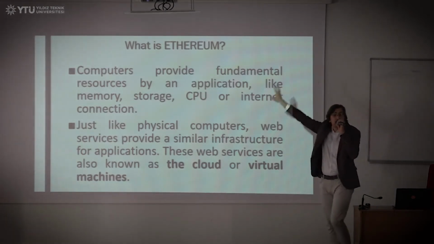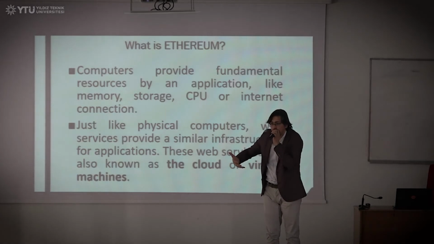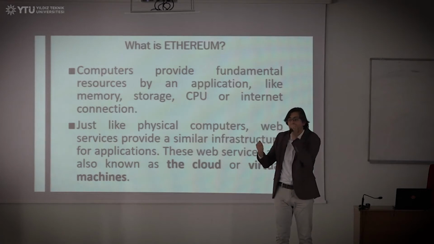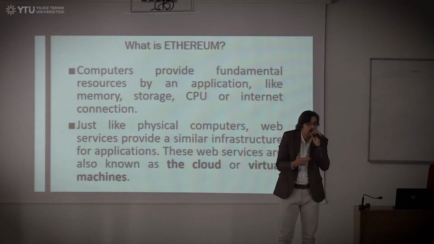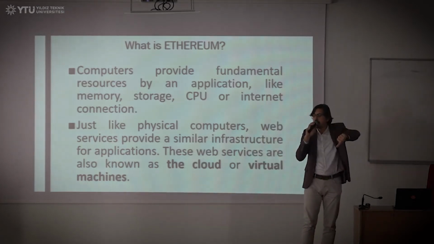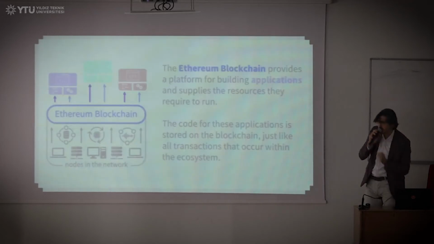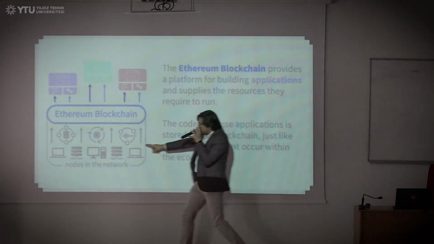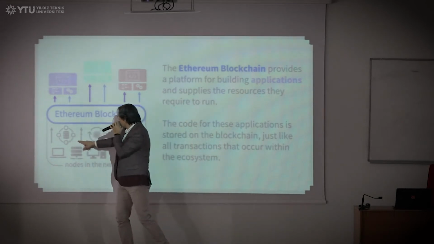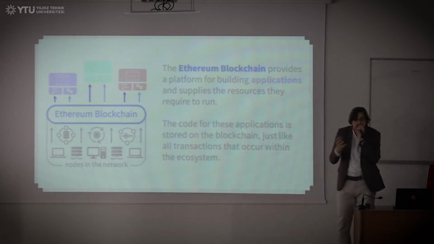So, just like a computer, the Ethereum blockchain provides memory, storage, CPU power, internet connection. Think of it like a big computer spread all over the world and working simultaneously. All computers provide CPU. All computers provide storage. All computers provide internet connection. So Ethereum, unlike the Bitcoin blockchain, is a virtual computer. Different computers in the network provide storage, CPU power, internet connection for the applications to run.